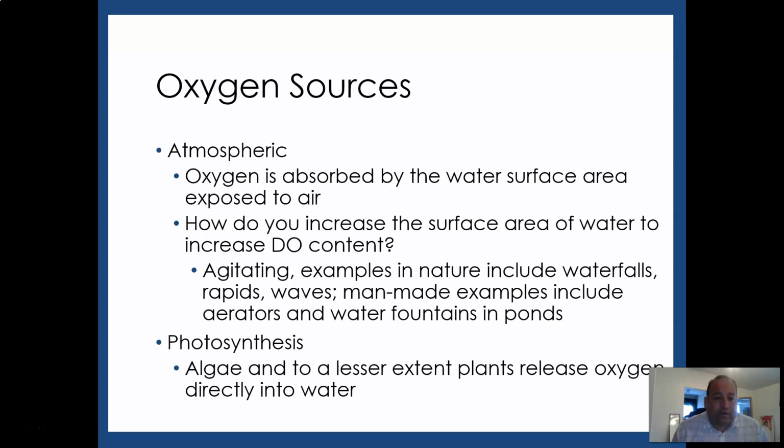Your sources for oxygen are, of course, atmospheric. Oxygen can be absorbed by the water surface area when it's exposed to air. So how do we increase the surface area of water to then increase the dissolved oxygen content? If oxygen can be pulled into the water by just being exposed to the surface area, then we should want to get a lot of surface area of water. And the way you can do that is through agitating.